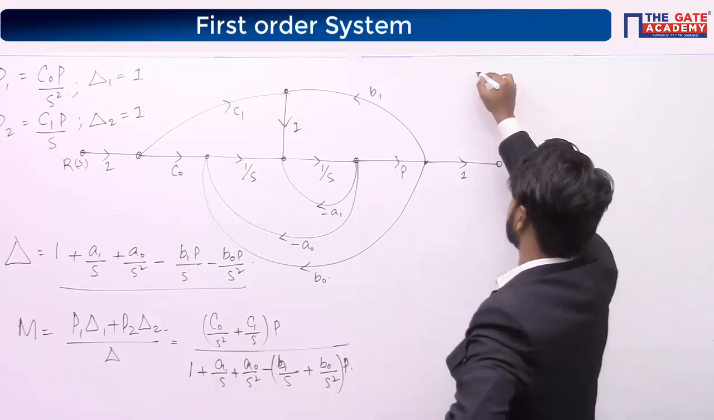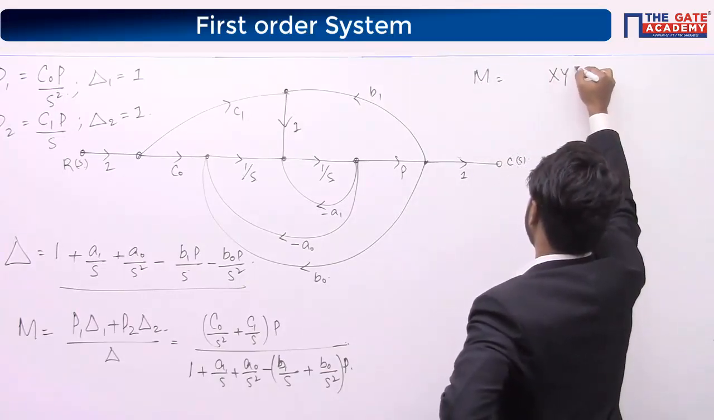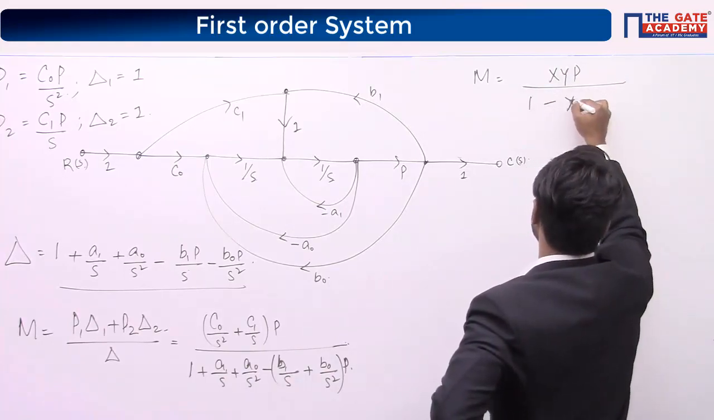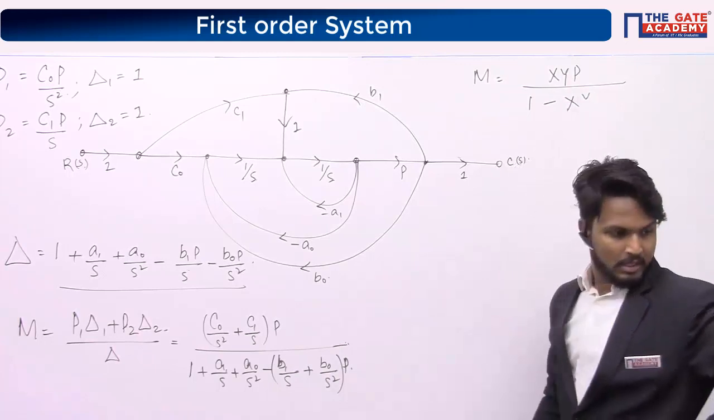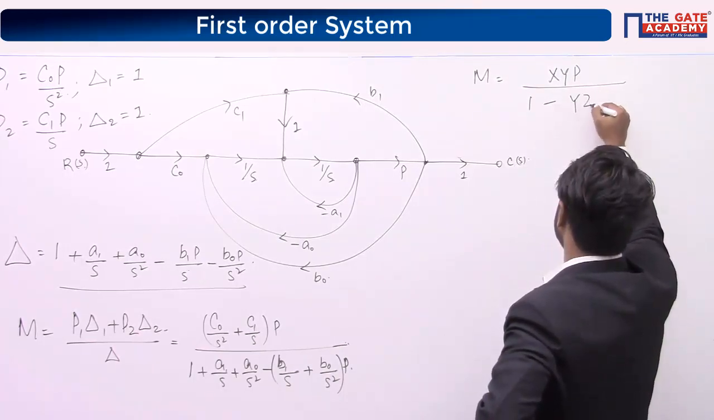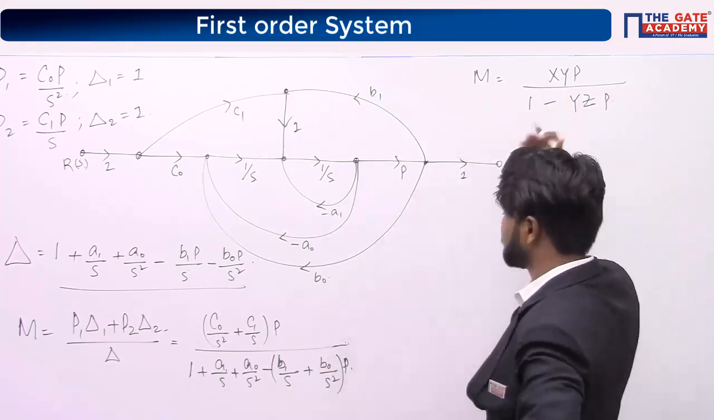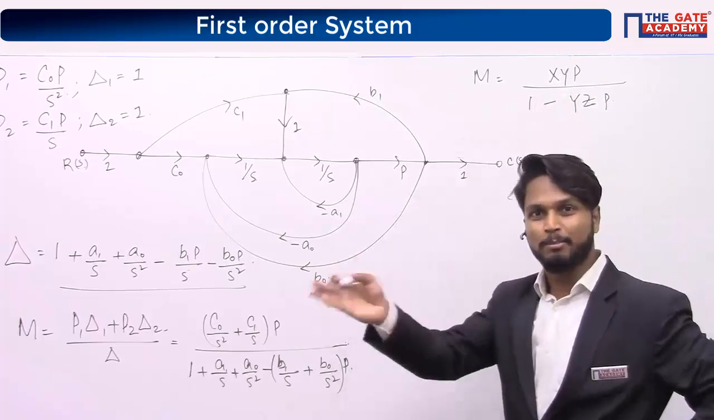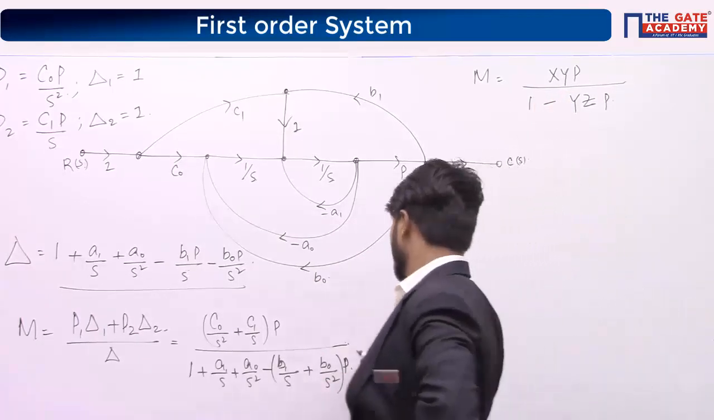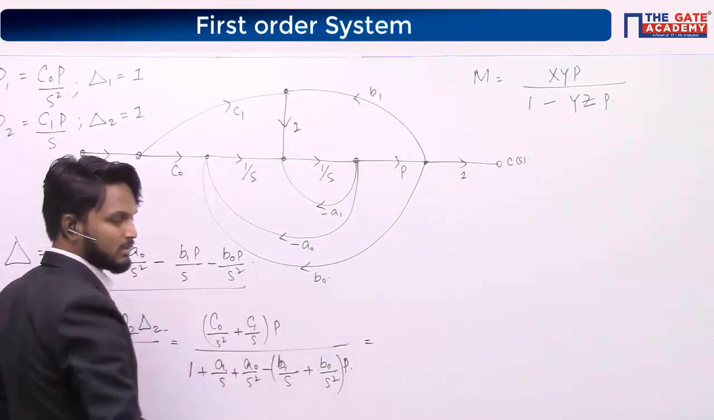The overall transfer function is, let us say, xyp divided by 1 minus, sorry, not x, y, z, p. 1 minus yzp. You have to reduce this into this form, right? Then you can compare both of them. You can get the values of x, y, and z, right? So in order to reduce it into this form, just simplify this, right?